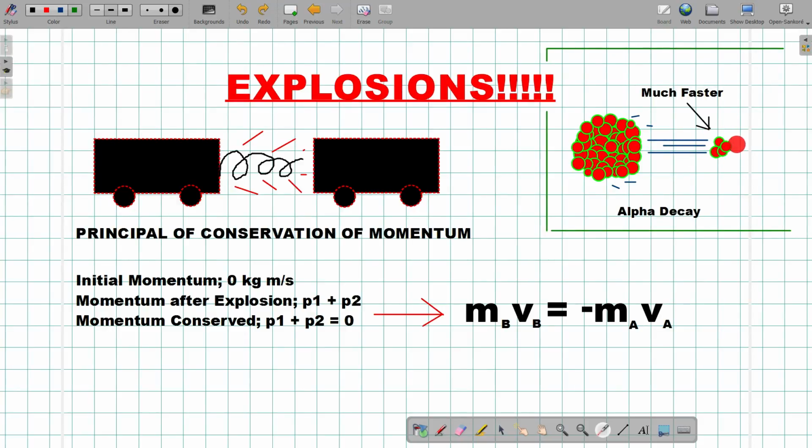Let me gather my thoughts here. The principle of conservation of momentum says that the momentum before has to be the same as after. So if we assume this atom is stationary before the alpha decay, when it spits out this helium, which has a much lower mass, the helium is going to move away from this atom with a much higher velocity. And this one will move away slightly, but its velocity will be almost negligible in comparison, because it's such a massive thing compared to this. The ratio of masses is going to be very big.